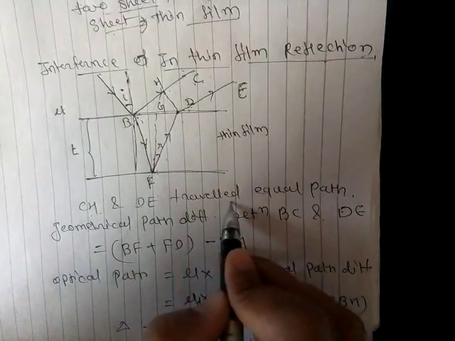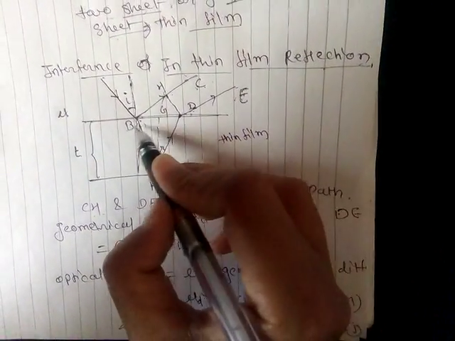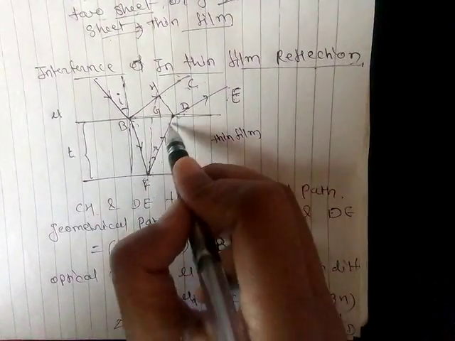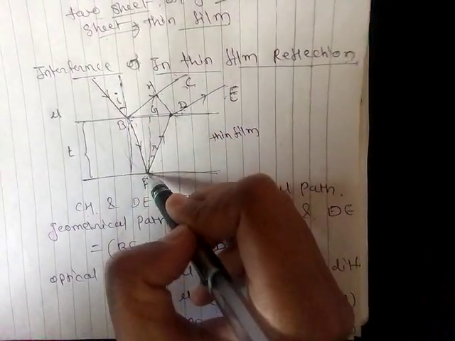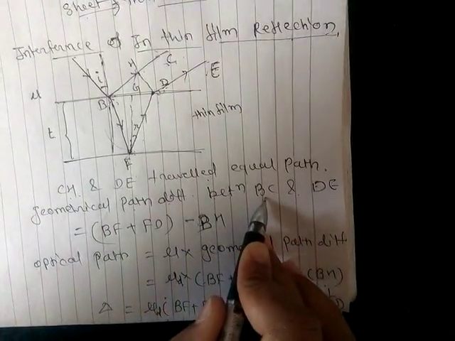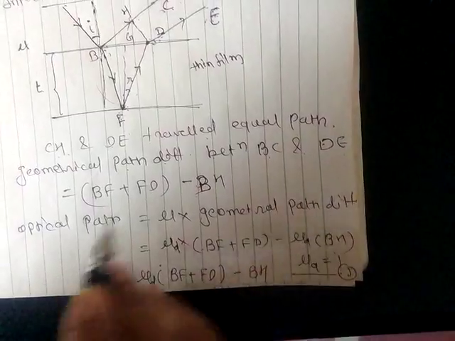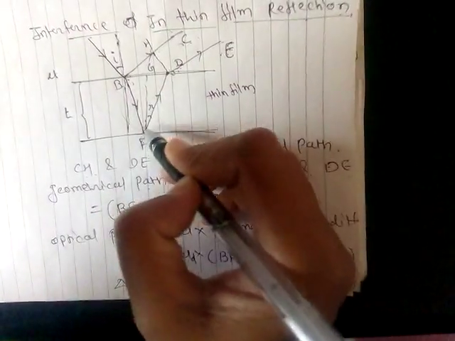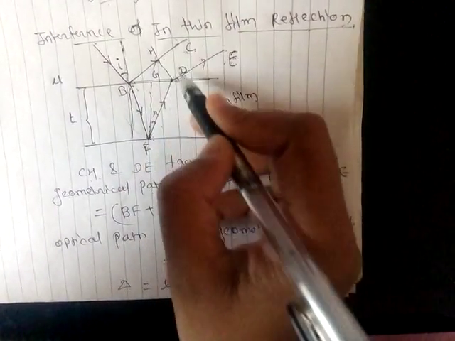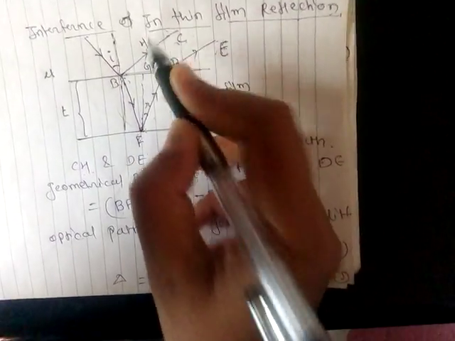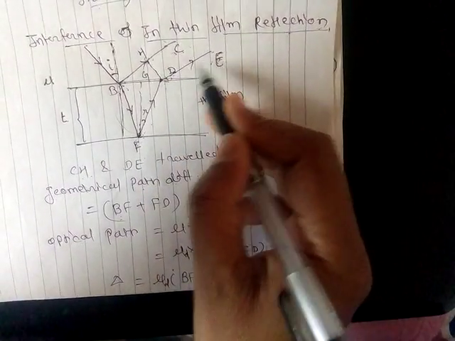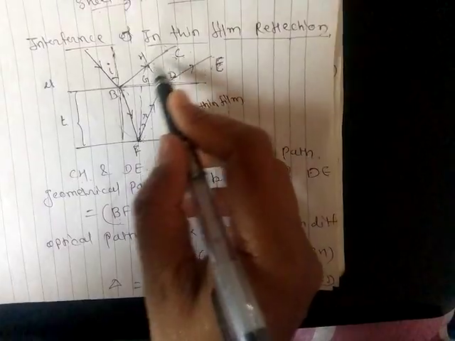But if we observe the geometrical path difference between BC and DE, DE travels the extra path BF and FD. Therefore, the geometrical path difference between BC and DE is BF plus FD minus BH. This is the extra path covered by these two lines. Therefore, the geometrical path difference is BF plus FD for the ray BD and minus BH for CH.